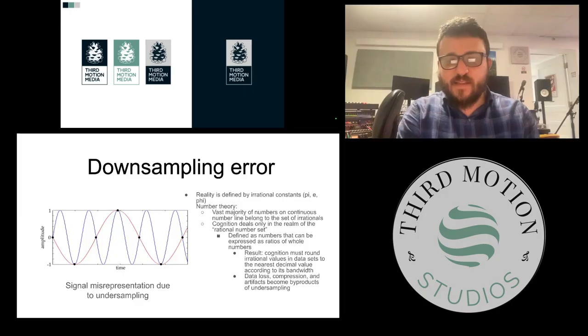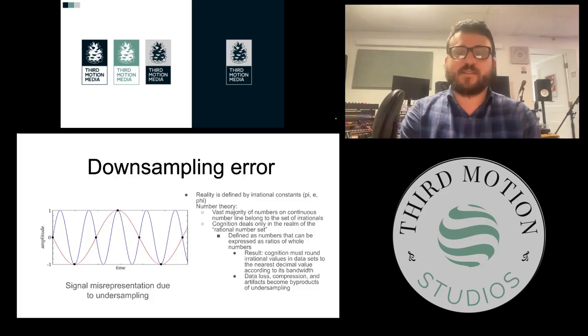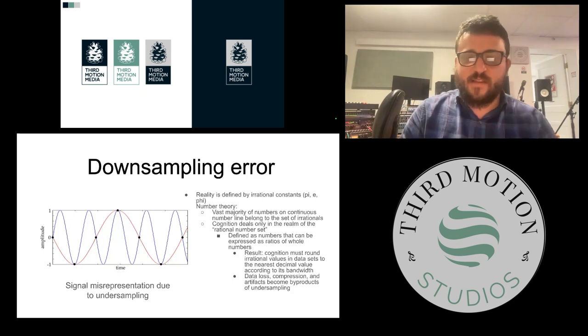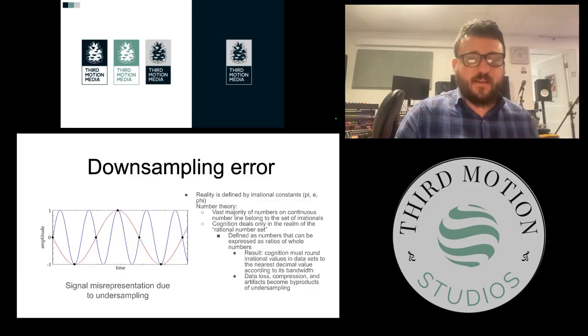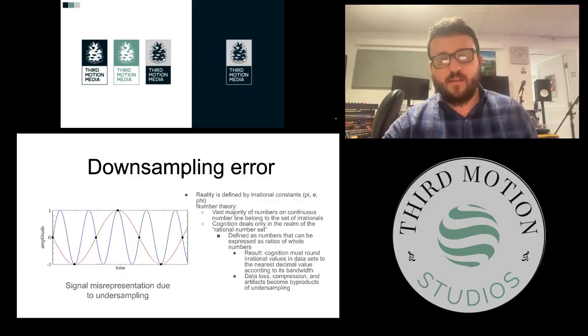The rational number set is defined as numbers that can be expressed as ratios of whole numbers, and because we only think in these kinds of terms, cognition must round irrational values in data sets to the nearest decimal value, and that is defined by our perceptual bandwidth. So, the amount of information we're capable of understanding in our consciousness level determines how closely we can approximate these concepts. That results in data loss, compression, and artifacts, as we spoke of earlier, that become byproducts of undersampling.